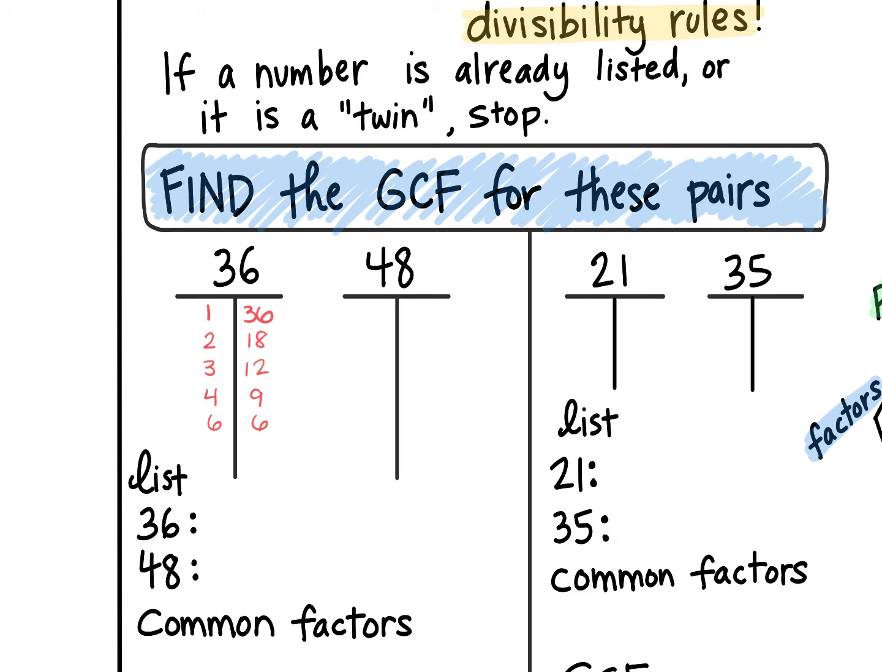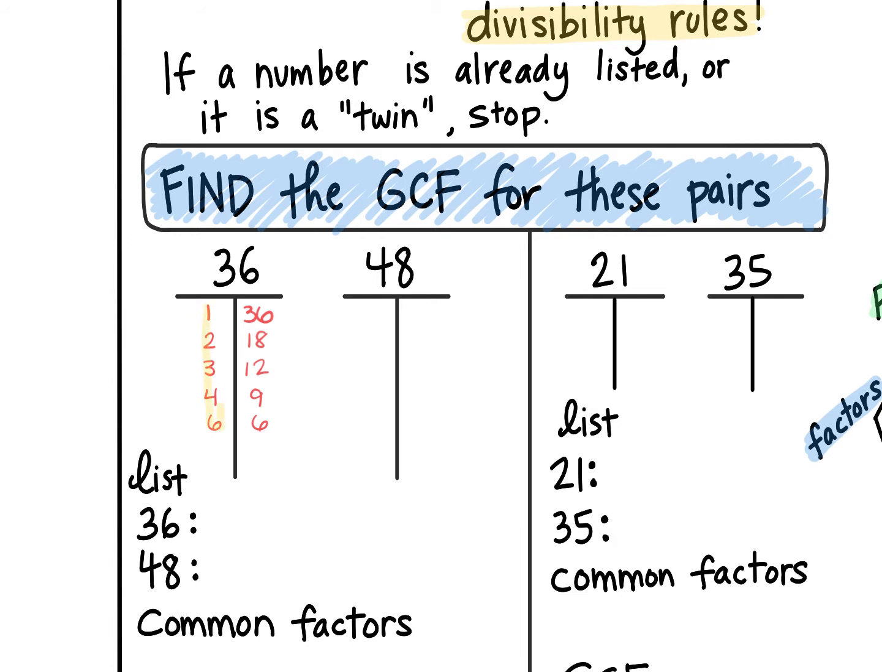No. What about 8? No. What about 9? Yes, but we already used it right here with the 4, so it's a twin, so we stop. We don't have to do any more. That's the furthest we can go.